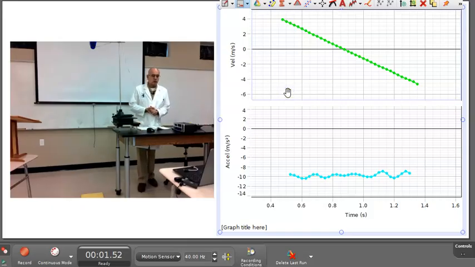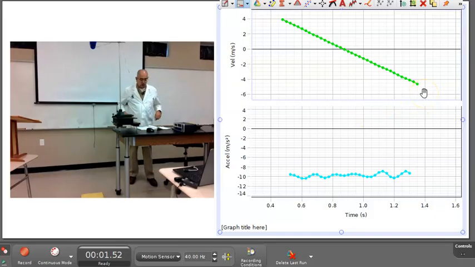We saw it was moving upward at 4 meters per second when it left my hand, and it hit the ground at just over 4 meters per second going downward. So there's the sketch you should make on the top of page 133. Let's go ahead and answer the questions.